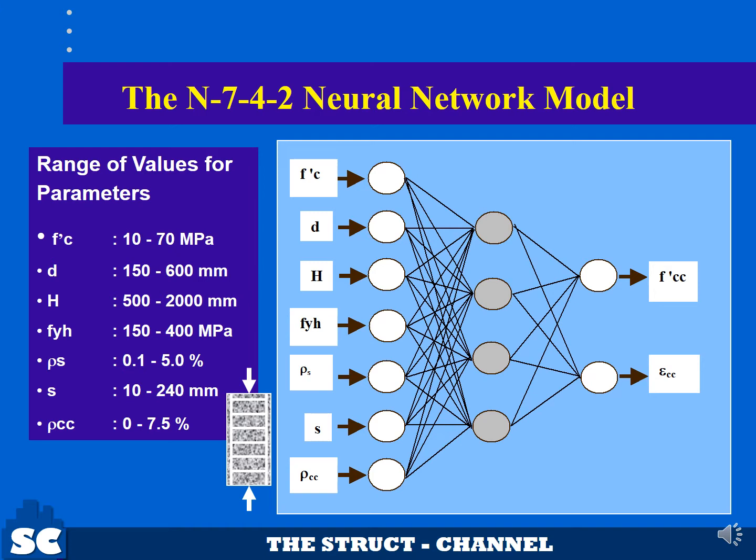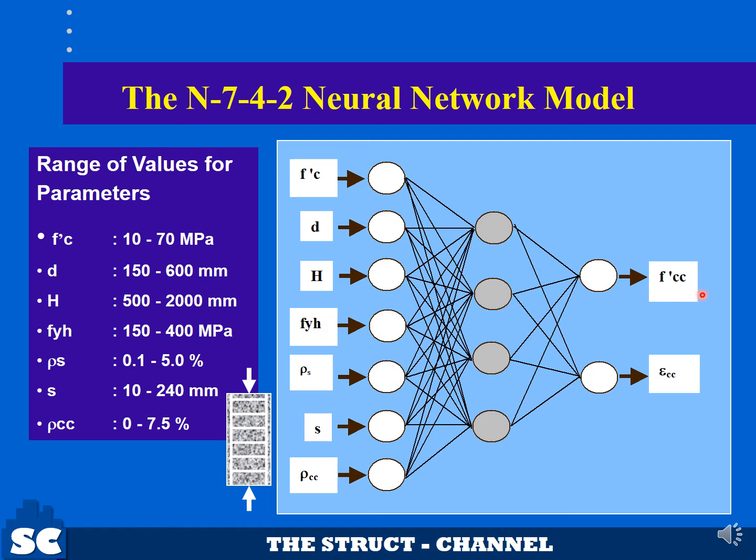The ANN architecture for this study consists of 7 input nodes, which consist of f'c, D, diameter, the height, steel strength, yield strength, steel ratio, spacing, and longitudinal steel ratio. And the range of the values of the data from the database are shown in this slide. This will be the range or limitation of the present model.